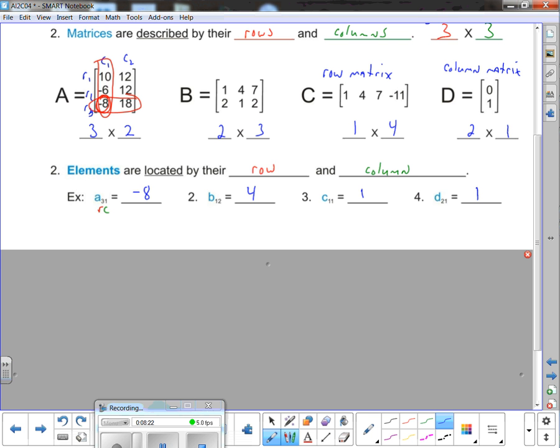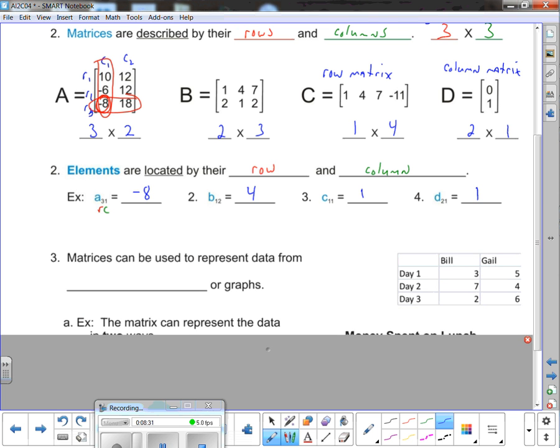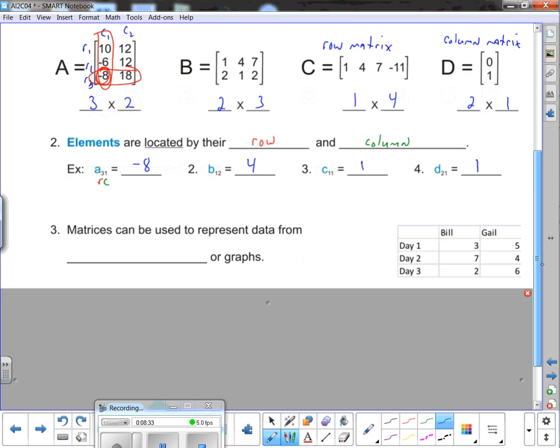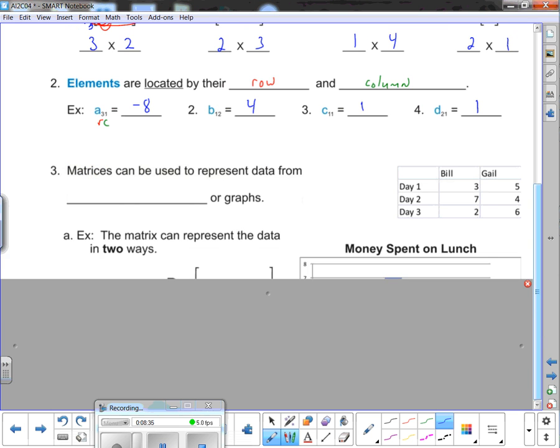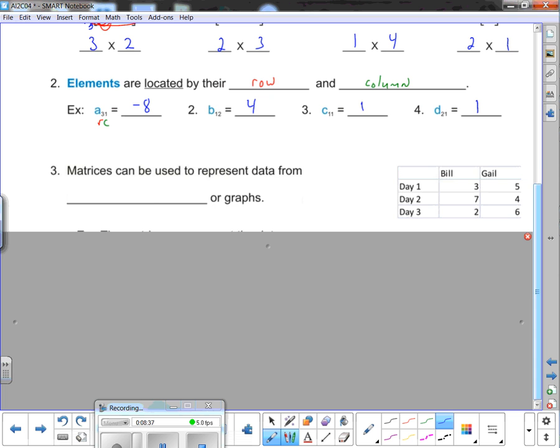Okay? So how do you locate elements or entries? You locate them by their subscript. And again, you'll use a lowercase notation. You'll use a lowercase to indicate an element and then a subscript to give the row and the column. All right, number 3, matrices can be used to represent data from spreadsheets, and I've showed you that already.